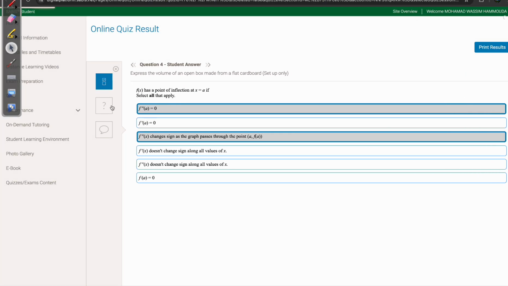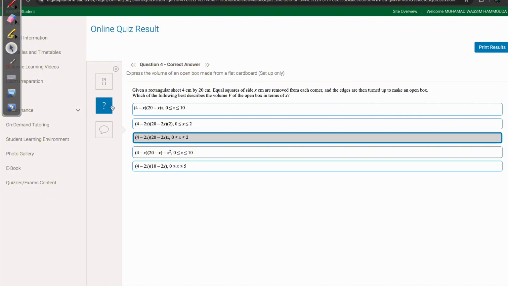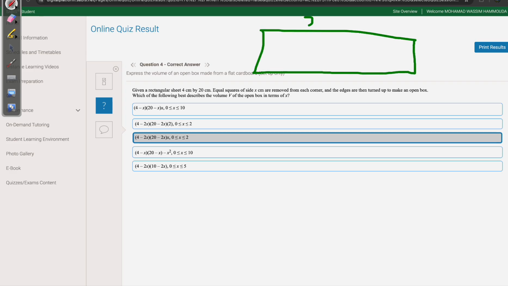So number 4. Given a rectangular sheet 4 centimeters by 20 centimeters, equal squares of side x centimeters are removed from each corner, and the edges are then turned up to make an open box. Let me make an example. Let's say this is 20 and this is 4. 20 and 4.